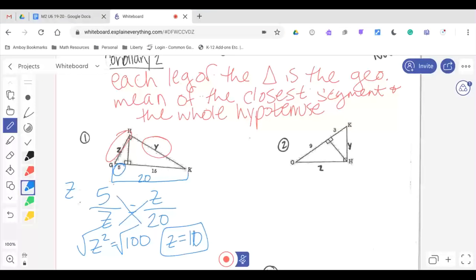Now y is similar, except for what's going to change. We still need that whole length of the hypotenuse, and y is still the geometric mean. But instead of using 5, I'm going to use 15 because that is the piece closest to y. So y squared equals 15 times 20, which is 300. We'll square root both sides, and I get 17.3.